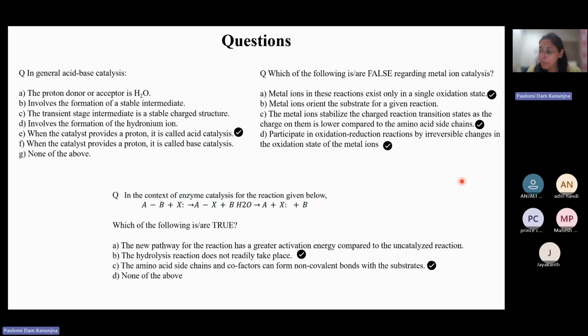The last one says participation in the oxidation reactions by irreversible changes. There is no irreversible change, because if it is irreversible, it's basically stable, it is done for, and that is not the idea. It has to be reversible so that product formation can take place. It can transition into the next step. So there is nothing stable here. So the false statements in the second question are A, C, and D.